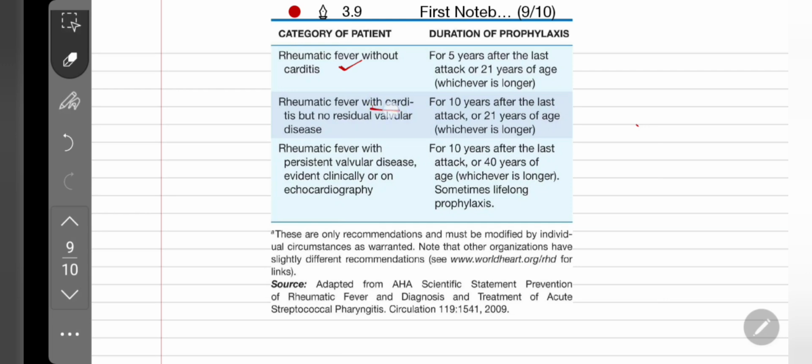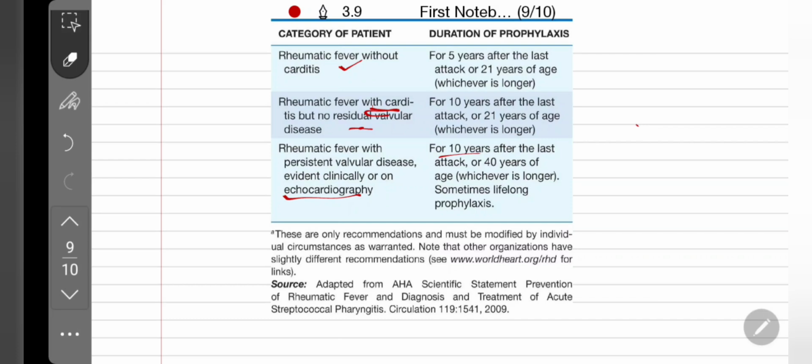Okay, if it is with carditis but there is no residual valvular disease, so you give it for 10 years or for 21 years of the age, whichever is longer. And if it's with the valvular heart disease, so you have three things: rheumatic fever without heart involvement, rheumatic fever with carditis but not the valvular involvement, residual valvular disease, and the rheumatic fever with valvular disease. So if it is with the valvular disease, you're going to find that one on the echocardiography. So you give it for 10 years after the last attack, or 40 years of the age, whichever is longer.